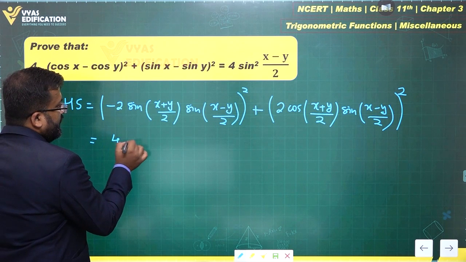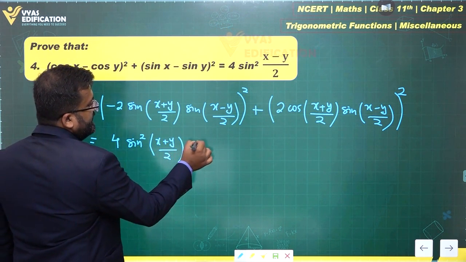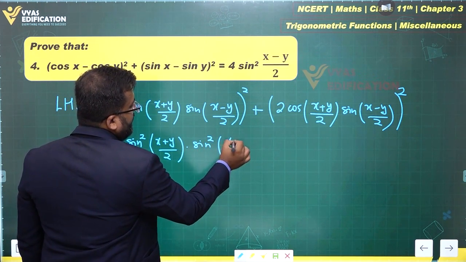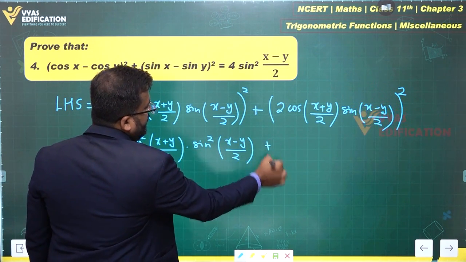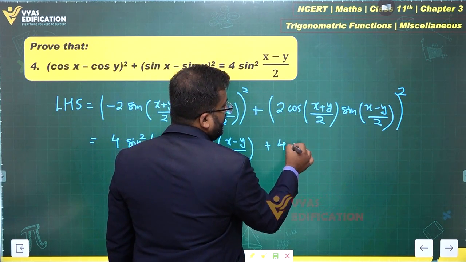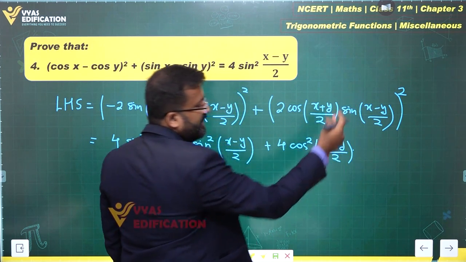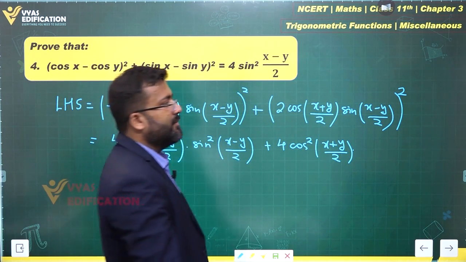This becomes 4 sine square (x plus y) by 2. This is sine square (x minus y) by 2. Then you have a plus, and after that you have the next term. What is that? 2 square is 4. This becomes cos square (x plus y) by 2, and this becomes sine square (x minus y) by 2.